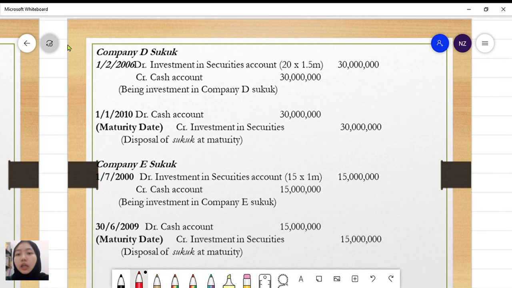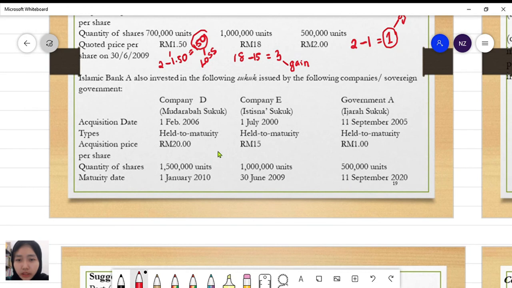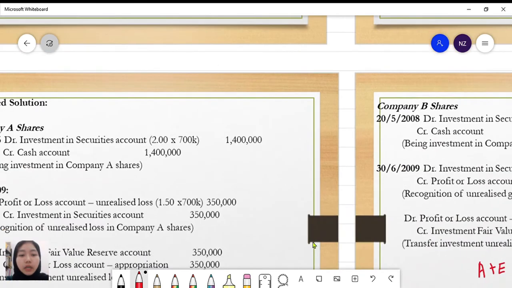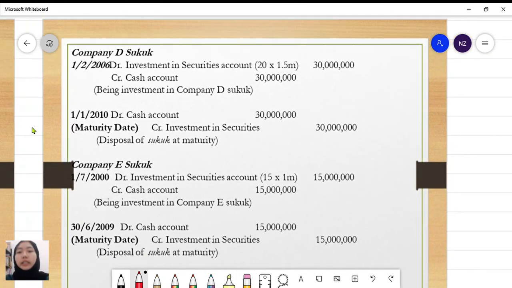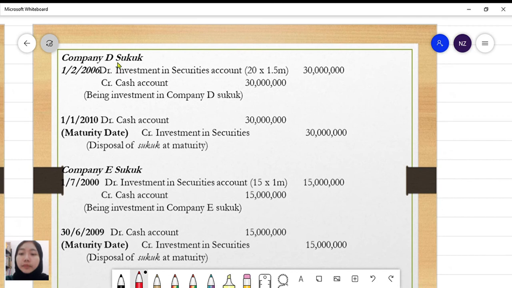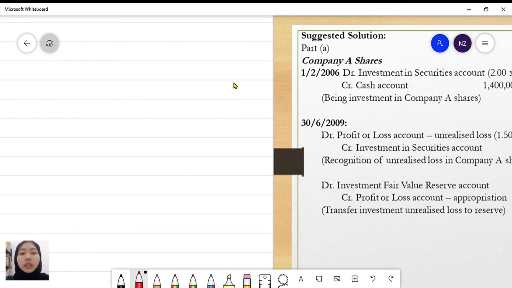Okay, want to see? Let us look based on the question. See here, company D, right? The price they bought at is RM20. RM20 times 1.5 million. Then you will get the total investment amount or figure right here. And then after that, this sukuk of company D has reached maturity. See, it reached maturity. We have to close the account, okay, look here.